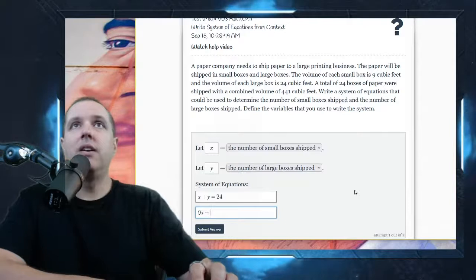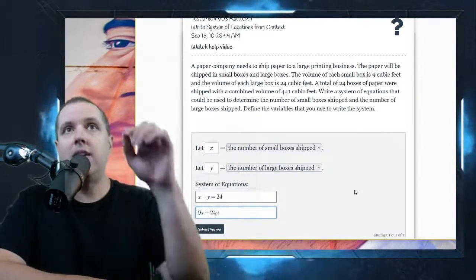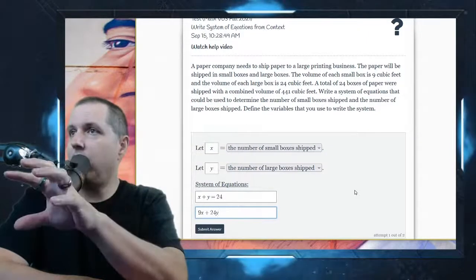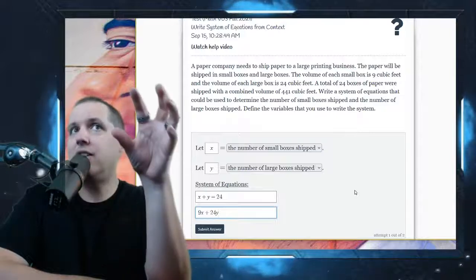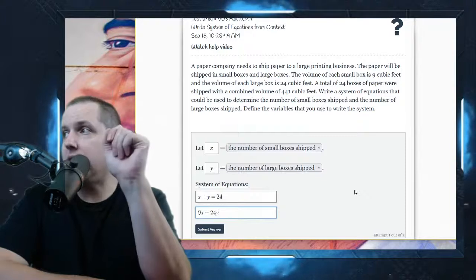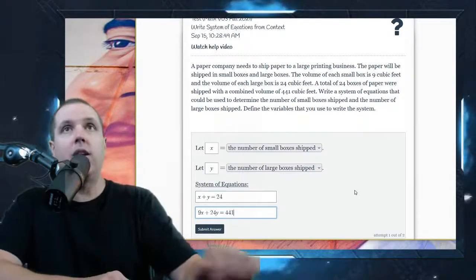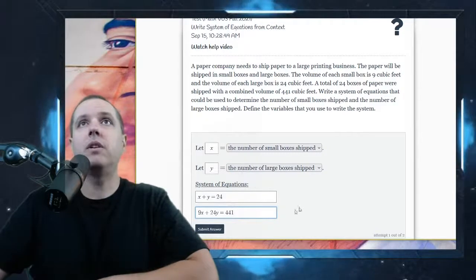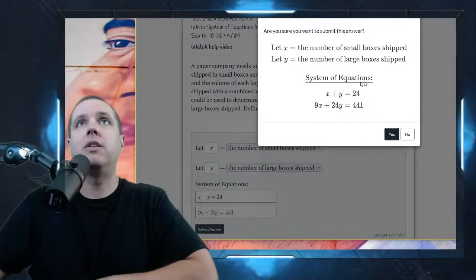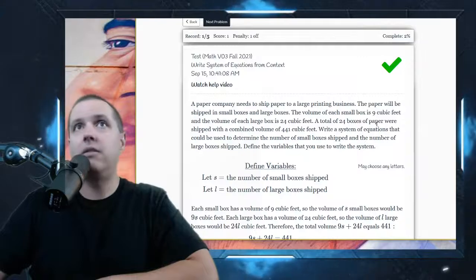So plus, let's see, a large box is 24 cubic feet. So if I do 24 times y, well, the volume of a large box times the number of large boxes shipped, that gives us the volume shipped from the large boxes. Well, if I add those together, the problem says that should equal 441. Okay, so this should be right if I did it right. Let's submit the answer. Yep. There we go. Green check. We did it right.